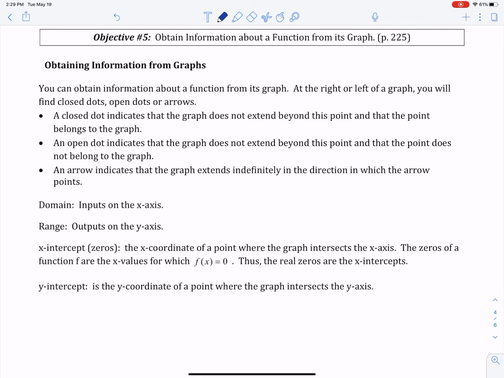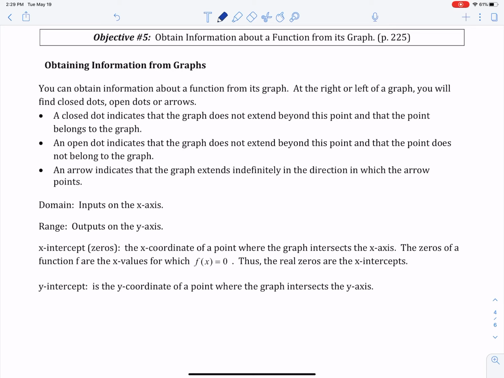Objective 5 from this section is obtaining information about the function from its graph. You can obtain information about the function from the graph. At the right or left of the graph, you will find a closed dot, an open dot, or an arrow.